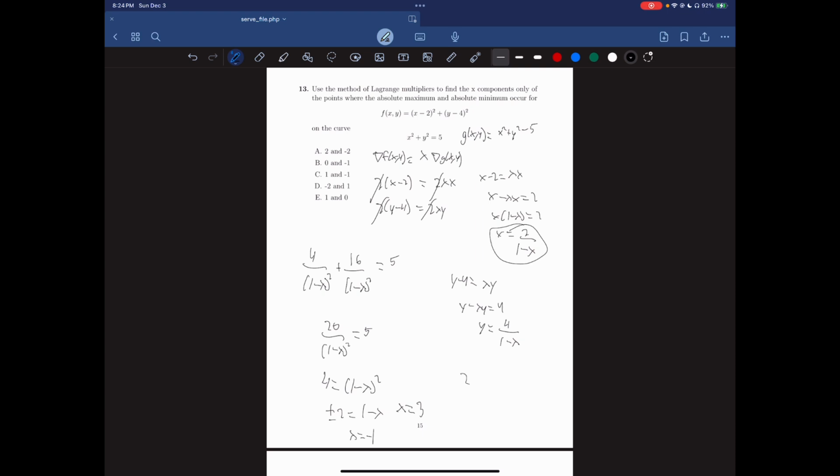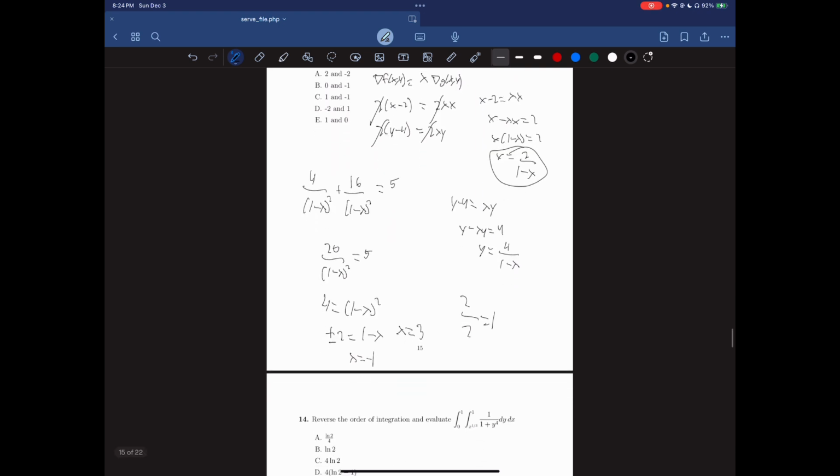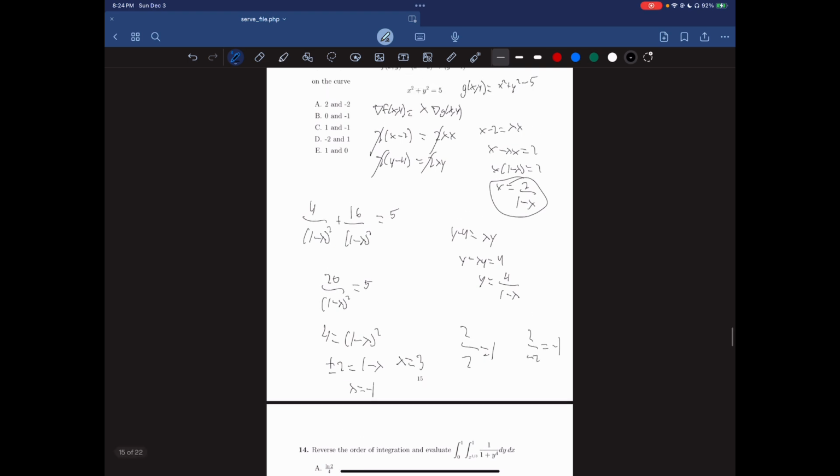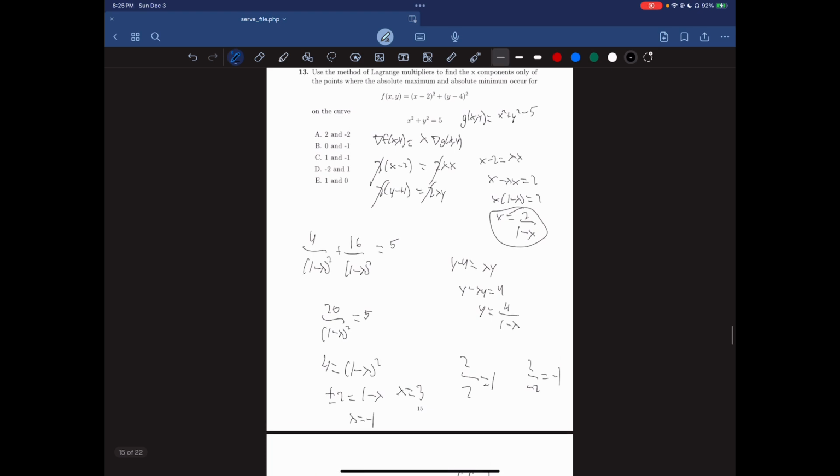Lambda equals negative 1, and we're going to get 2 over 1 minus negative 1. It's just 2 over 2 equals 1. And second lambda, we're going to get 2 over 1 minus 3, which is 2 over negative 2 equals negative 1. Okay, so plus or minus 1 is our answer, and that looks like it is C.